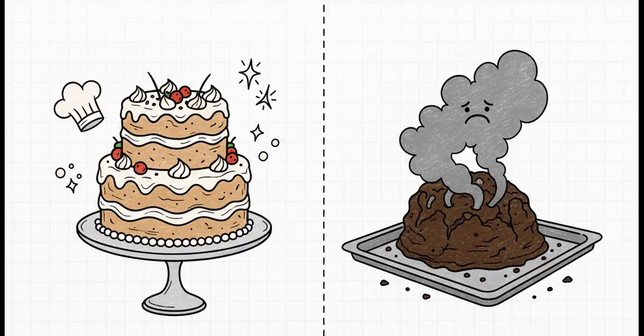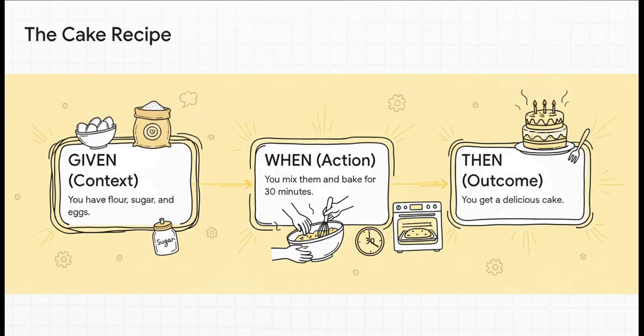Okay, so let's imagine we're baking a cake. We need a really clear set of instructions, right? I mean, we want to make sure we don't end up with a disaster in the oven. We have to know what we start with, what we need to do, and of course, what we should expect at the end. A good recipe would probably look something like this.